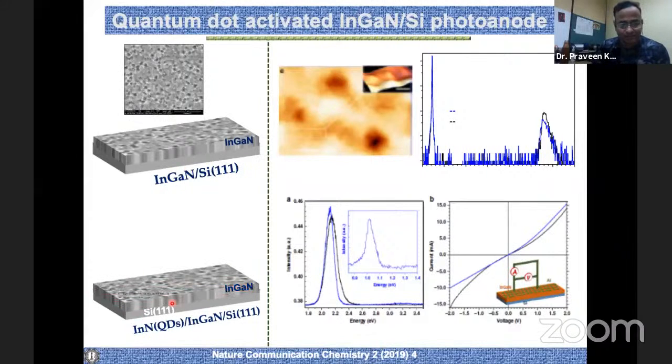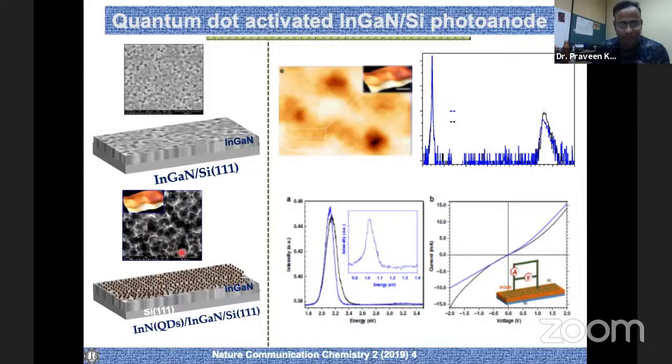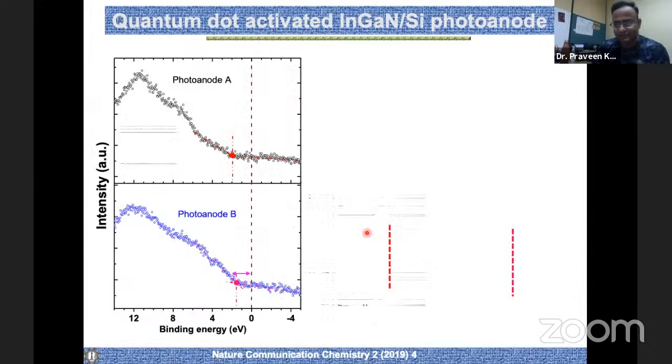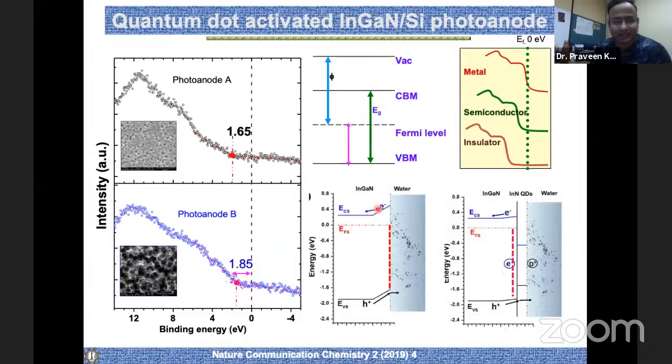In another sample, we have grown indium nitride quantum dots on top of that. As I told you, we have done the structural characterization. But when you do that, with the indium gallium nitride and indium nitride quantum dots, we could reduce the band bending. This is the band bending which we calculated by XPS, because XPS gives you the information of the occupied levels. And at zero energy, it's the Fermi level.